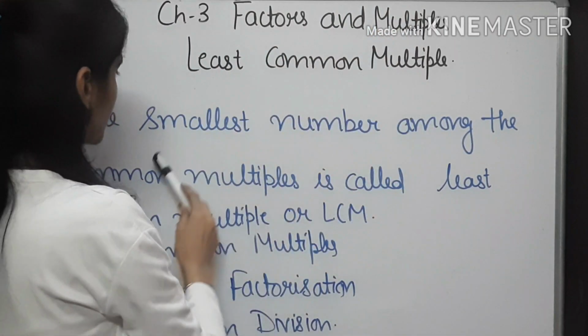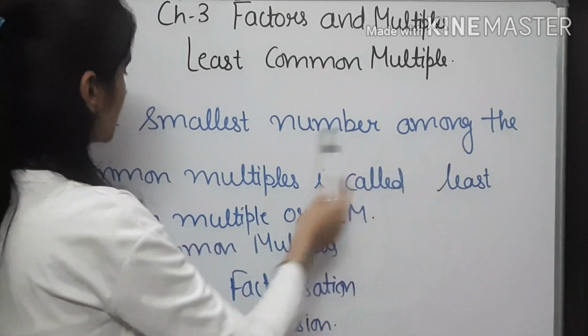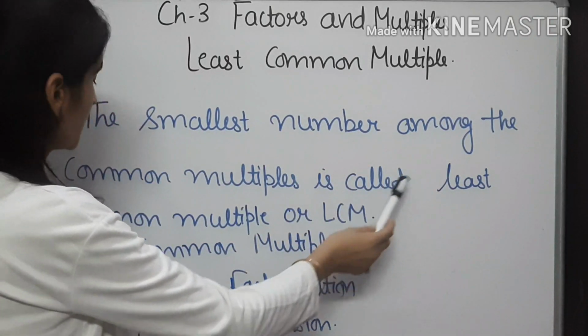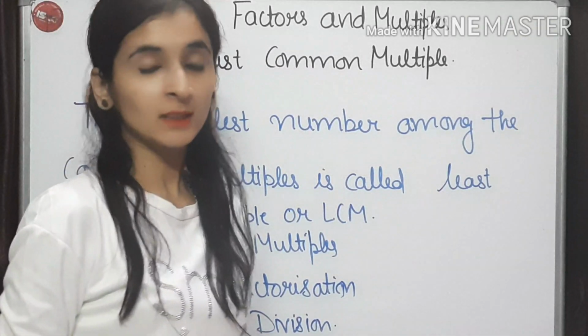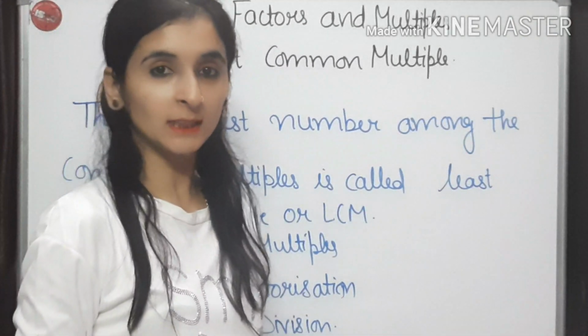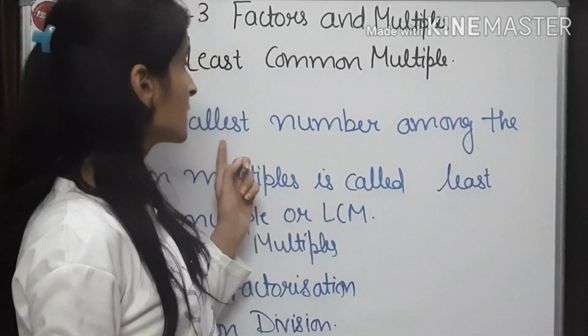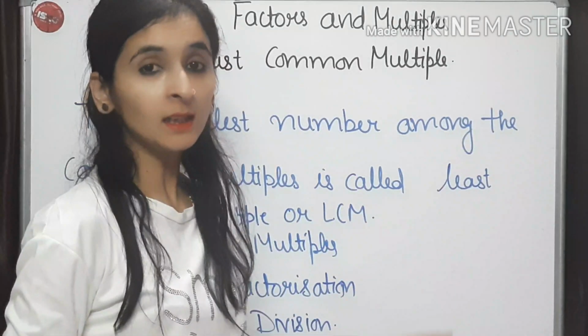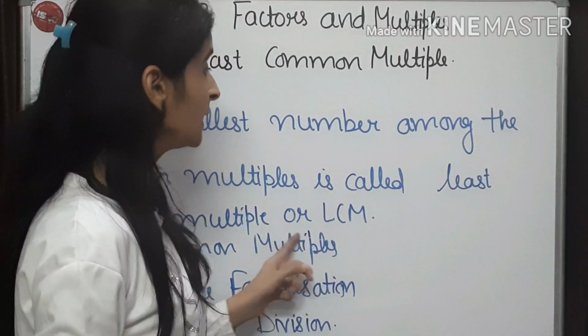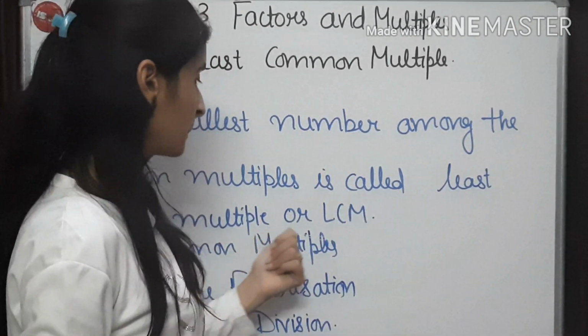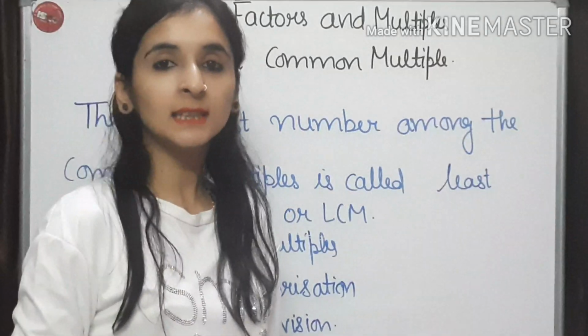Least common multiple. The smallest number among the common multiples is called the least common multiple or LCM. So after finding the common multiples, we have to find out the smallest number among the common multiples. That smallest number will be the least common multiple, or we can say LCM.